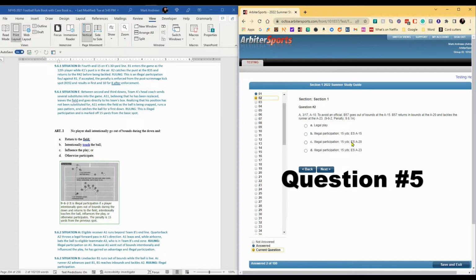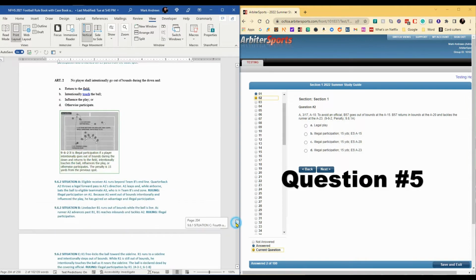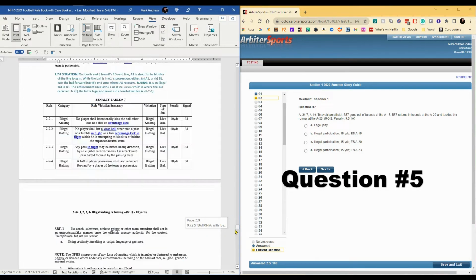So B57 went on his own volition, even though he's trying to avoid an official. That's not a good enough reason. He should have stayed out of bounds. But so he's definitely guilty of illegal participation. So now the question is, what's the enforcement spot? And we refer to the enforcement spots as basic spots. And there are 7 different basic spots.